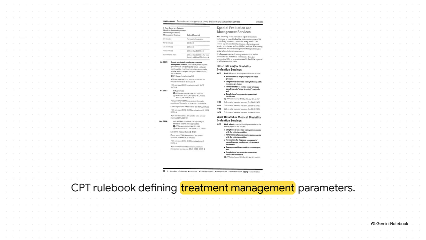Looking directly at the CPT rulebook language for that management code 99457, there is a strict mechanical requirement. It mandates at least one real-time, interactive communication with the patient or caregiver during that calendar month. Just looking at a dashboard of data for 20 minutes, yeah, that's not going to cut it. You have to get the patient or caregiver on a live communication to discuss the treatment plan. If you miss that interactive piece, you cannot report 99457.